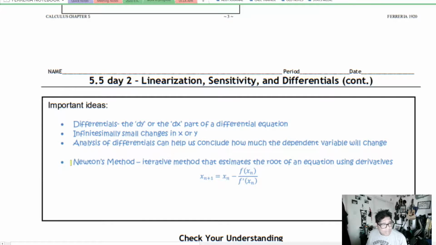Now, Newton's method is that iterative method, which means it's multiple steps, but all the steps are the same step. And it estimates the root of the equation using the derivative. All you need to do is take the old function, evaluate the y-coordinate, evaluate the derivative, plug those three things into the formula, and that will give you a new estimate for the zero. So, let's check our understanding.